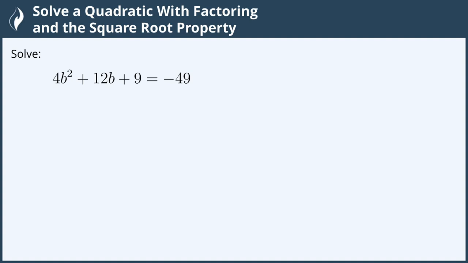Hi everyone! In this video we will solve a quadratic with factoring and the square root property. Solve 4b squared plus 12b plus 9 equals negative 49.